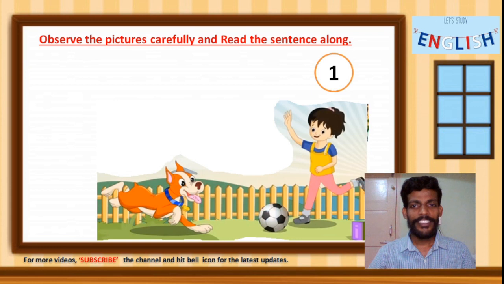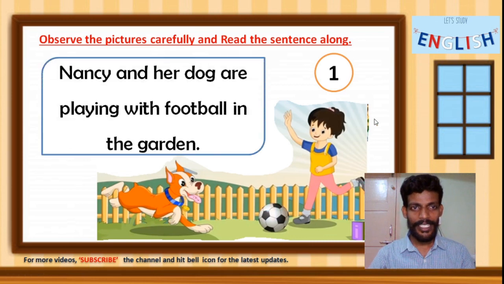So before we start, kindly observe the picture carefully and read the sentences along. Please observe this picture, and later on I will show the sentence along. Okay, I hope you observed the picture carefully. Now let us see what the sentence is. The sentence goes like this. Can you read the sentence loudly? It is a simple sentence. Yes, read it aloud. Very good. Nancy and her dog are playing with a football in the garden.